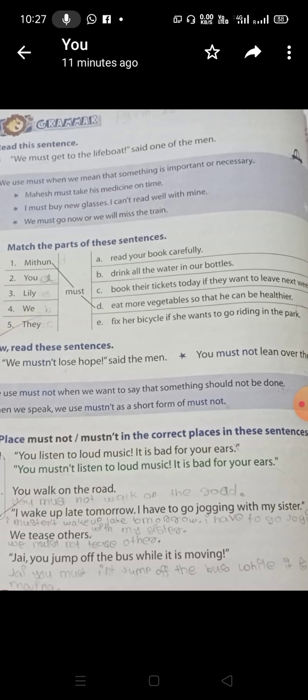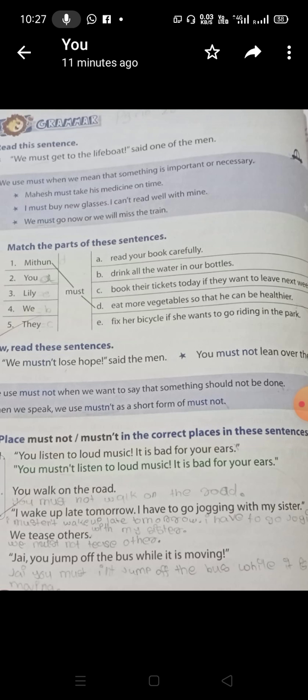I must buy new glasses. I can't read well with mine. Okay, it is also important and necessary. We must go now or we will miss the train. When we are saying something important and necessary, we are using must there.